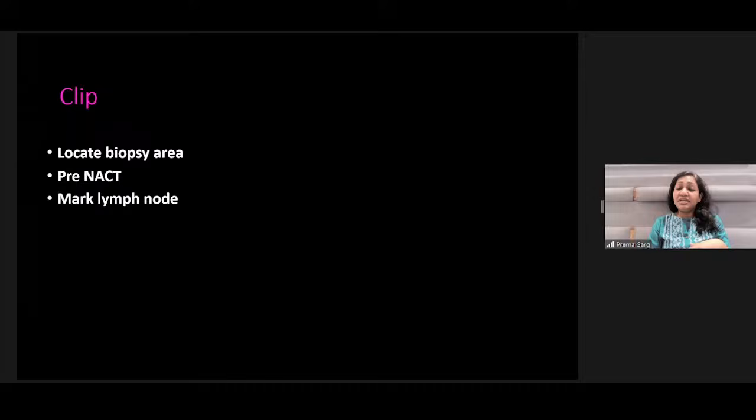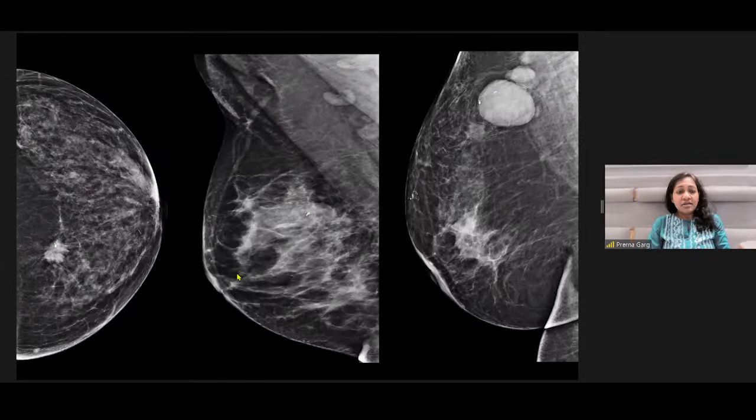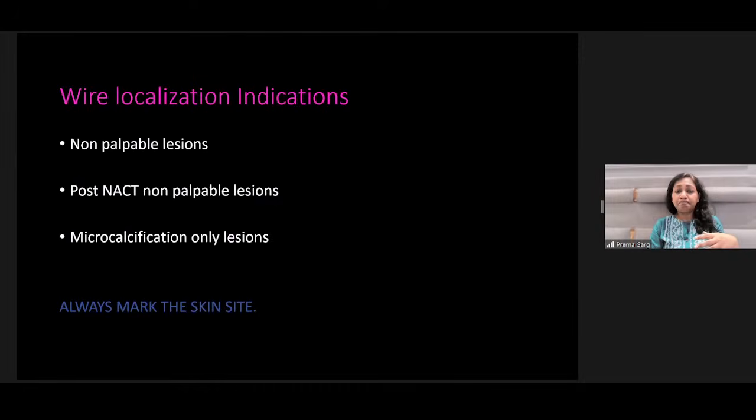Some common procedures that we do with stereotactic biopsy are location of the area that you have recently biopsied, or in case the lesion is not very apparent on an ultrasound, you might want to place a clip prior to starting the NACT or to mark a node. So these are the examples here. We are seeing clips for marking the lesion, clips for marking the nodes, and if you're marking more than one lesion, you need to use different shapes of the clips.